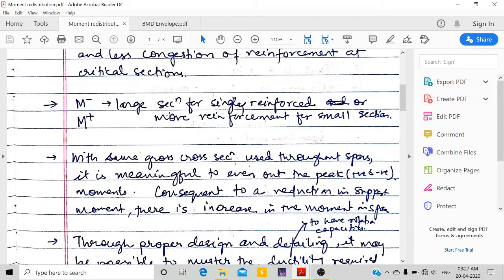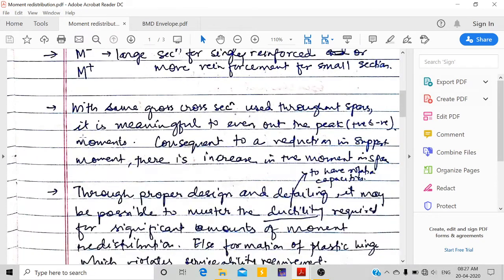These are different uses we are discussing, with the same gross cross section used throughout the span. Sometimes if your span moment and support moment are different, you can reduce the section at those points, but here you can use the same cross section. If you have more negative moment at the supports, you are reducing the negative moment because some moment is getting transferred to the positive moment. That means the negative moment reduces and the positive moment increases. So the difference between the peak moments, positive and negative, reduces.